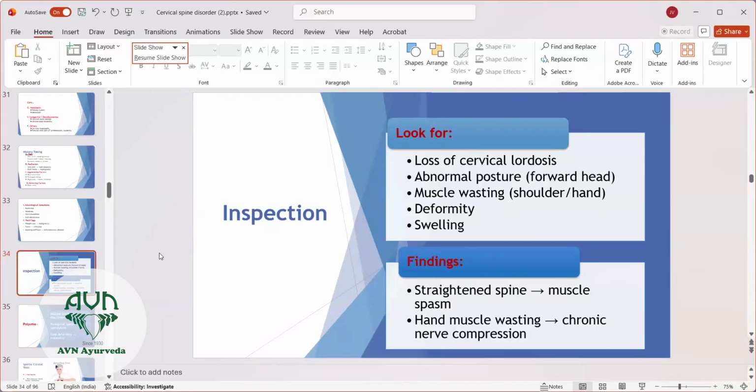A straightened spine may be due to muscle spasm. In many conditions, if there is a paraspinal injury or a ligamentous injury with that much paraspinal spasm, we can see a straightened cervical spine. Cervical spondylosis also shows straightening of the cervical spine because of this muscle spasm. And hand muscle wasting we can see in cervical myelopathy, where there is chronic nerve root compression. While doing the inspection, these are the things we have to keep in mind.